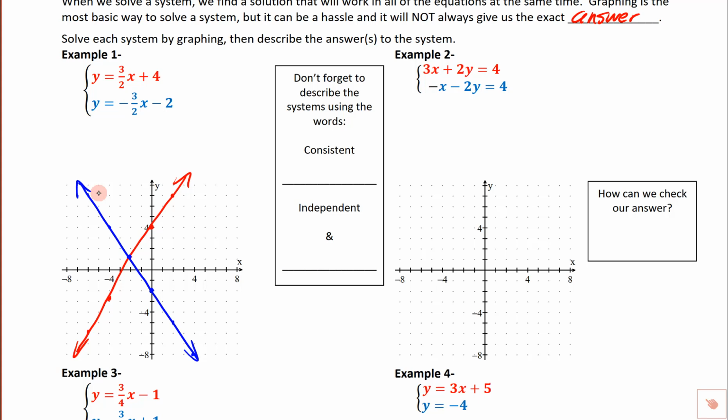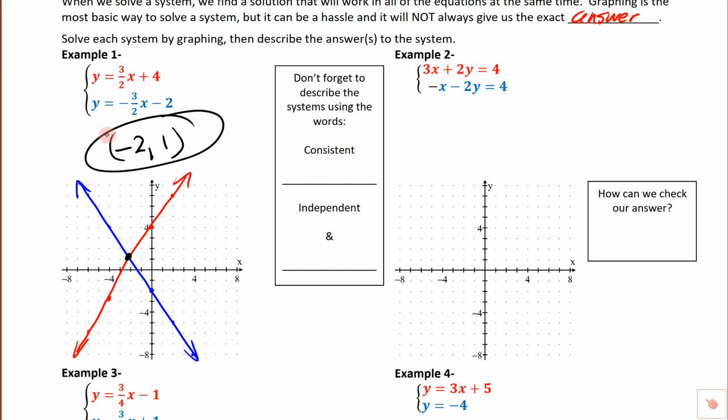On this particular one, you'll notice that it crosses at this nice point right there. That point was on both of those, so that means that is the solution. It's on the red graph, it's on the blue graph, it's on both of them at the same time, so it's a solution. It would work in both equations at the same time. So this is going to be the point -2, 1. We always write that as an ordered pair.